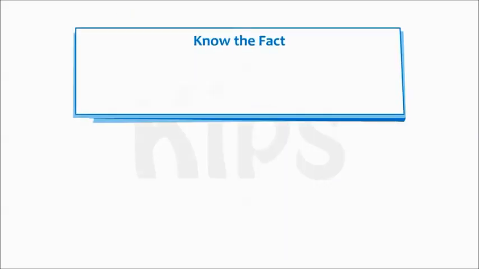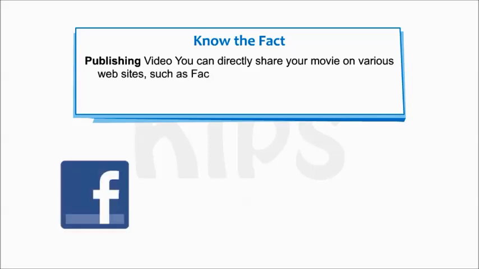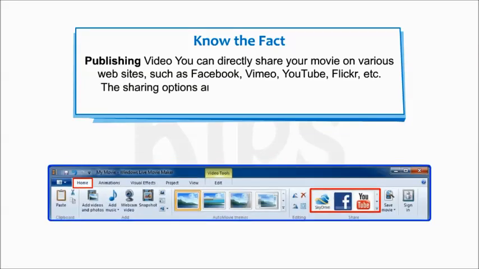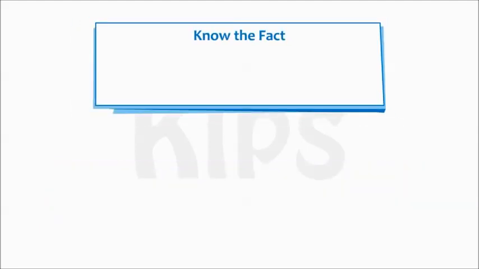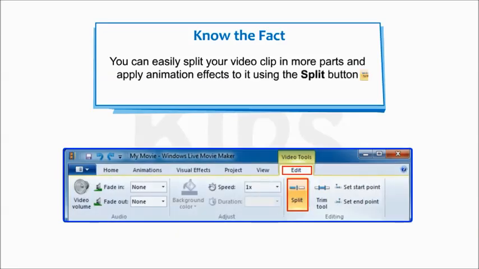Know the fact that in publishing video, you can directly share your movie on various websites such as Facebook, Vimeo, YouTube, Flickr, etc. The sharing options are available under the Share group on the Home tab. Know the fact that you can easily split your video clip in more parts and apply animation effects to it using the Split button present on the Edit tab in the Editing group.